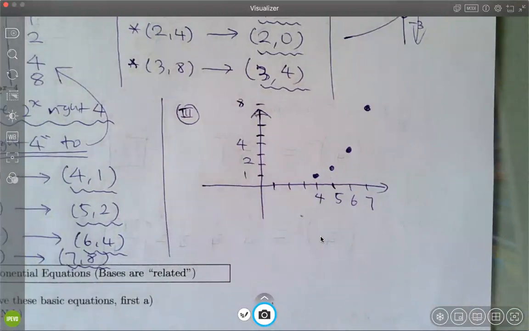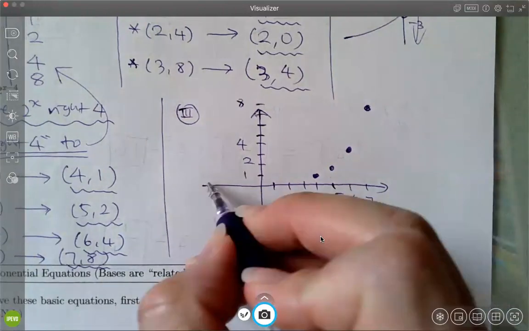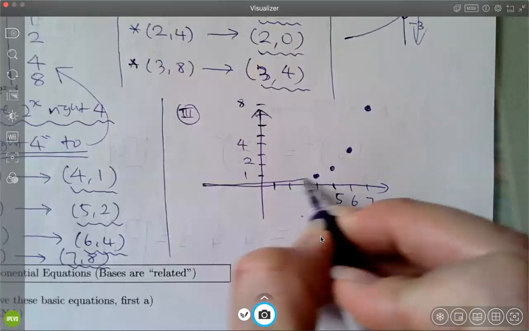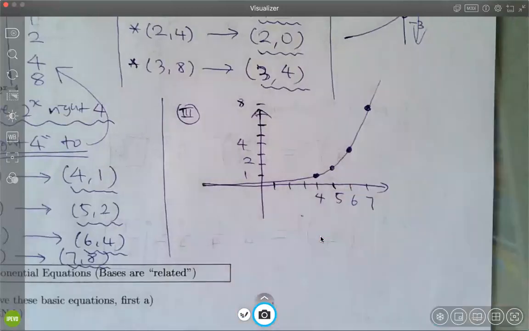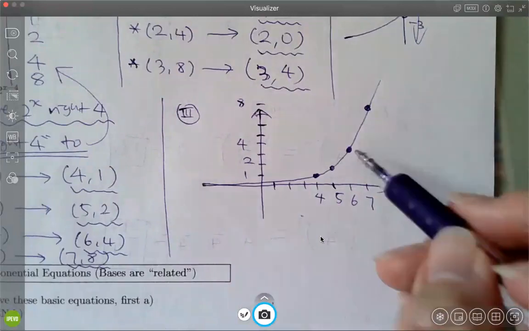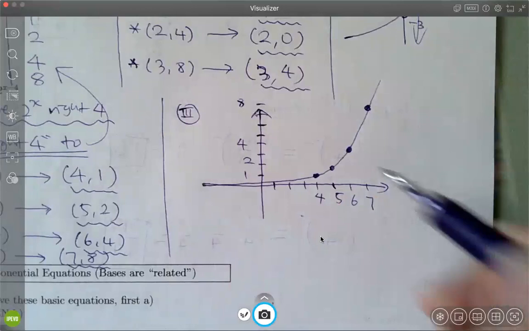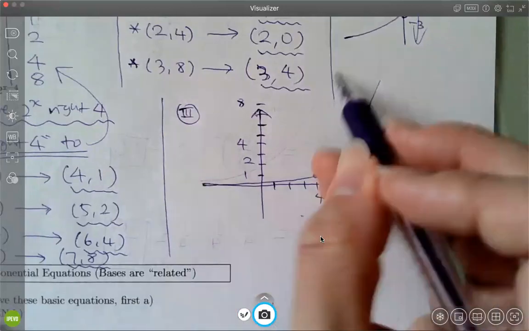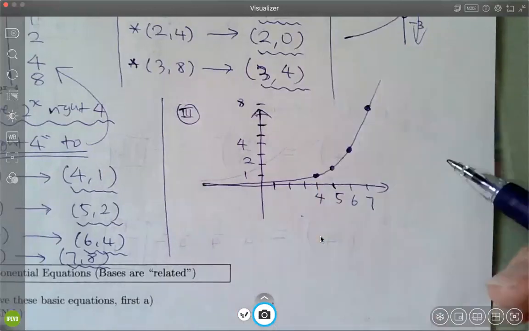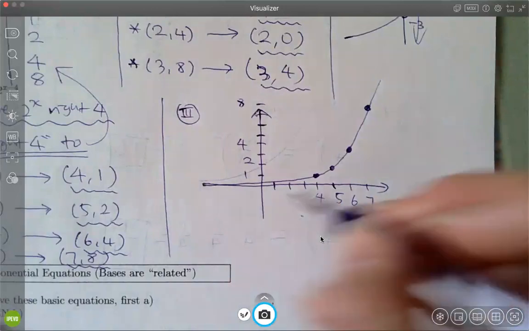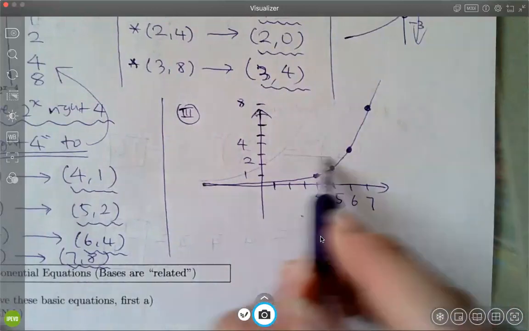So how does the graph look? The graph looks something like this, right? Okay, so notice that this graph is kind of similar to the original graph, which is this one, right? But what's the difference? This one is shifted to the right 4, right?